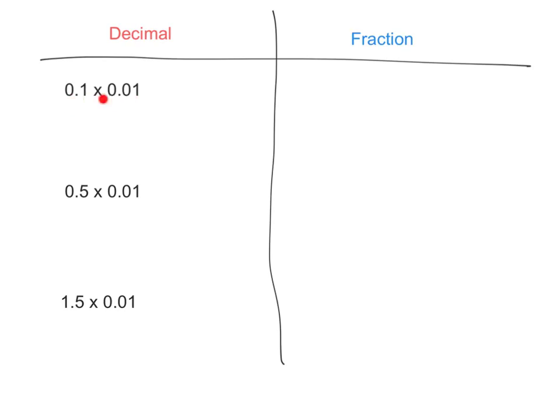Here we have 1/10 times 100th. What is that? Let's write it as a fraction first. It'd be 1/10 times 1/100th. 1 times 1 in the numerator is 1. And then 10 times 100 is 1,000. So my answer is 1/1000th. So how do I write that as a decimal? What's 1/1000th? 0.001. I want the 1 in the thousandth place. Very good.